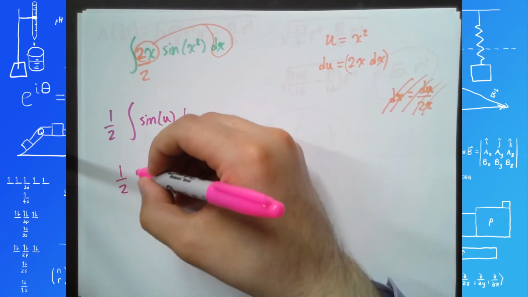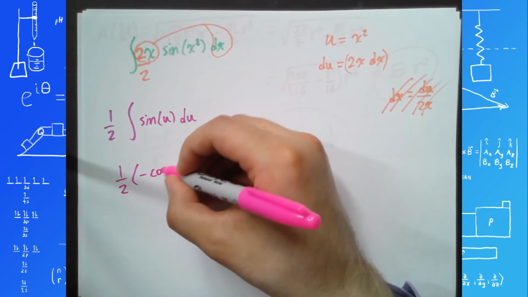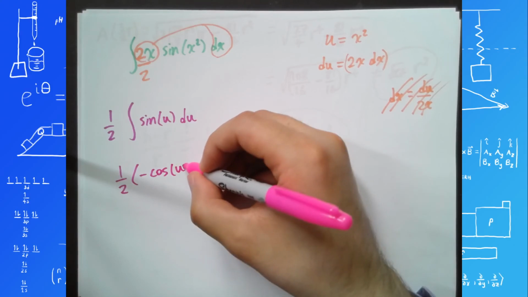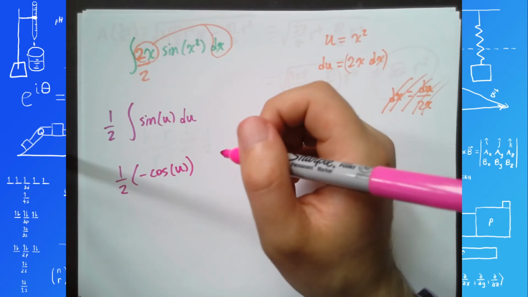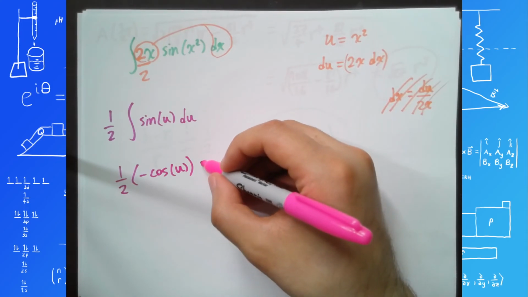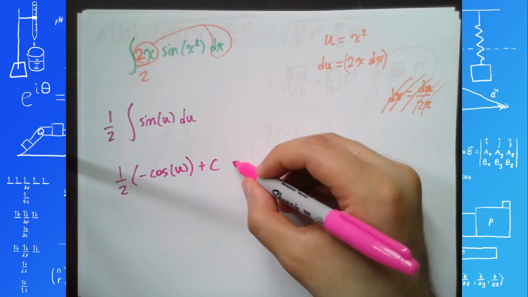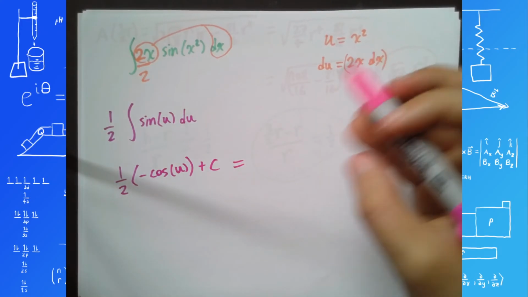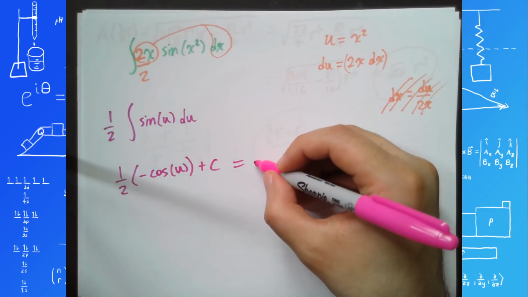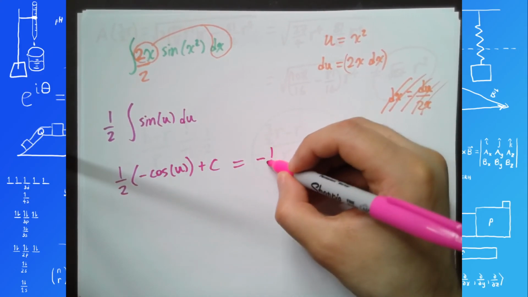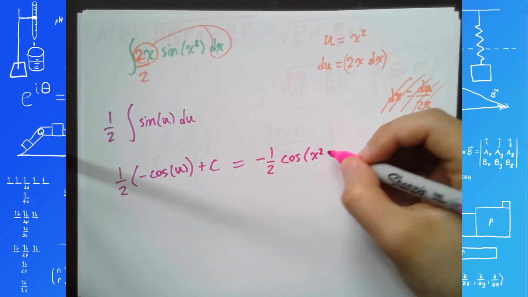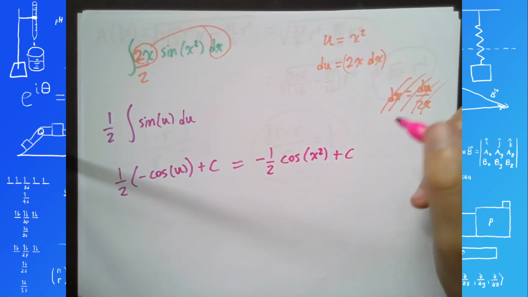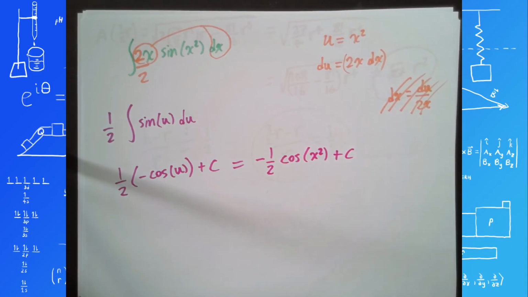We've got 1/2 negative cosine of u. You can check, because if you take the derivative of negative cosine, it will give you positive sine. And of course there's plus a constant of integration. If we resubstitute for u and simplify, we've got negative 1/2 cosine of x squared plus c. Alright, all done. That's about as basic as it gets.